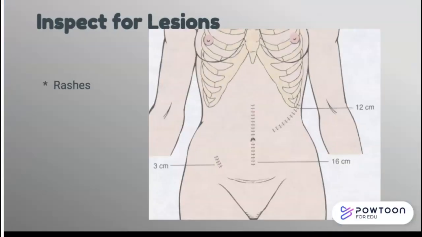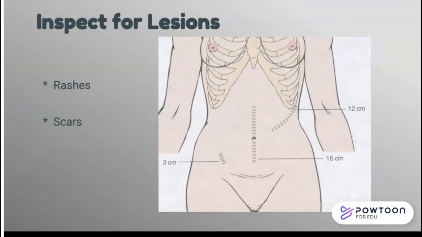Continuing on with your inspection, you'd notice any rashes, any scars, or nodules. The scars on this picture show some common scars from some common surgeries, such as gallbladder, appendicitis, and others.